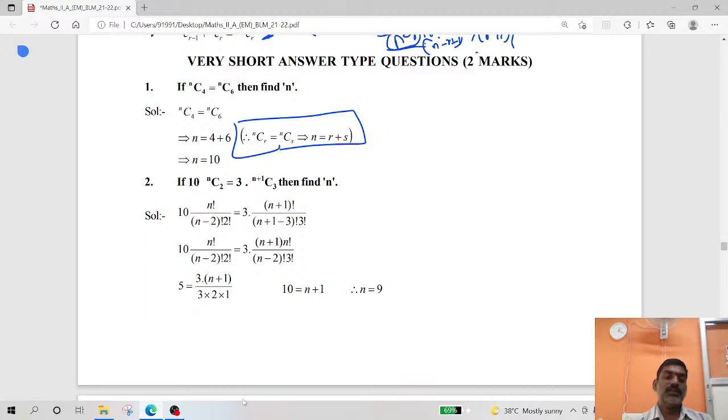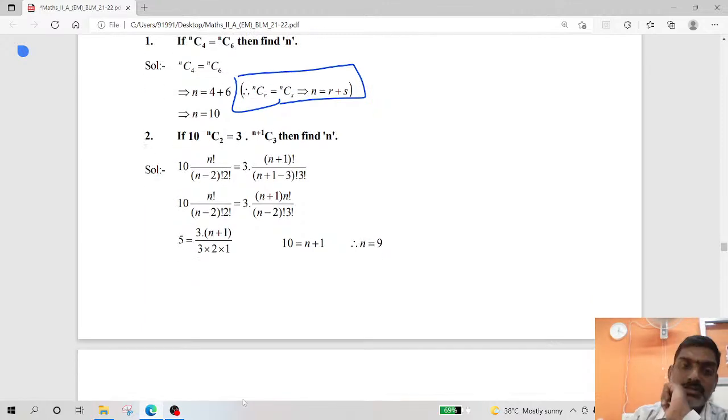What is left finally? Finally we get 3 times (n plus 1) is equal to 3 times 2 times 1, 3 gets cancelled, 10 is it. Finally we are getting n is equal to 9. We can get n is equal to 9.